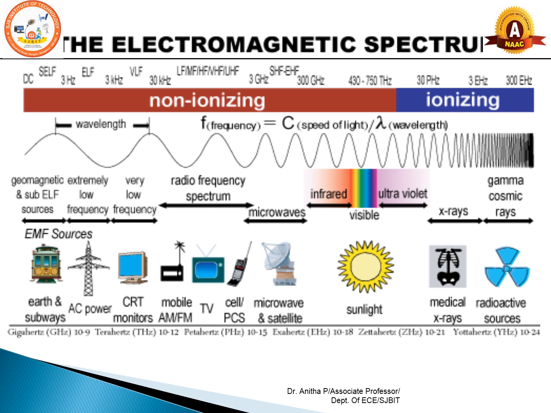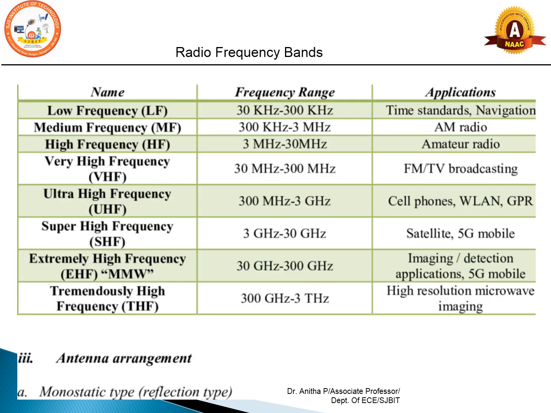So starting from extremely low frequency, very low frequency, and low frequency, medium frequency, high frequency, and so on, SHF, EHF range, and petahertz range, extremely high frequencies. And you can also observe the classification, which is from the ELF range followed by different frequencies and their applications.